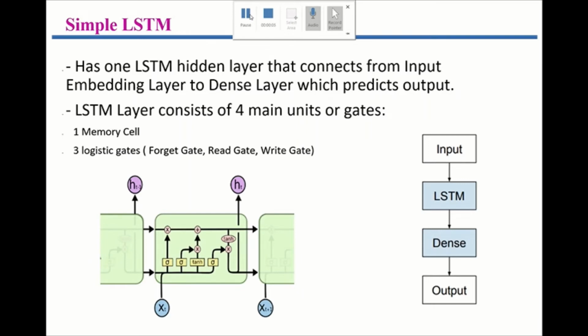A simple LSTM variant has one LSTM hidden layer, which connects from the input layer to the dense layer that predicts the output. The figure here shows that the LSTM layer consists of four main gates or units, of which one is the memory cell and three are logistic gates: forget, read, and write. The three logistic gates interact with the memory cell in a very specialized way. So let's take a closer look at the LSTM layer to understand how the algorithm works.